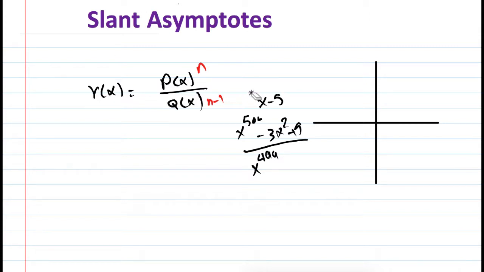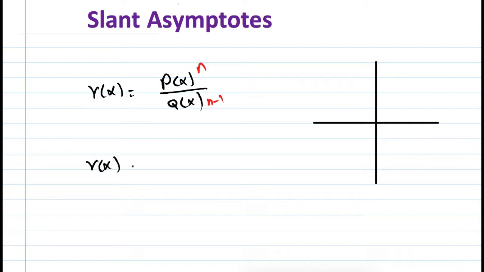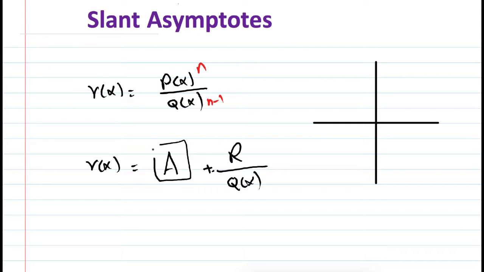So how can we find a slant asymptote, or what is the equation of a slant asymptote? When we divide p of x by q of x, we always have a quotient. Suppose the quotient is A, capital A. Then A added to the remainder, r, over the divisor, which is q of x in this case. This A right here is the equation of the slant asymptote.